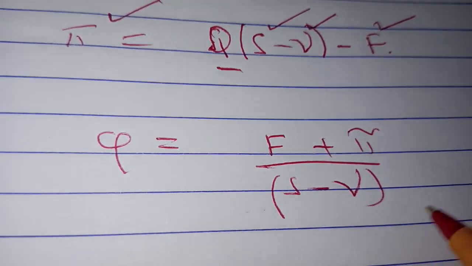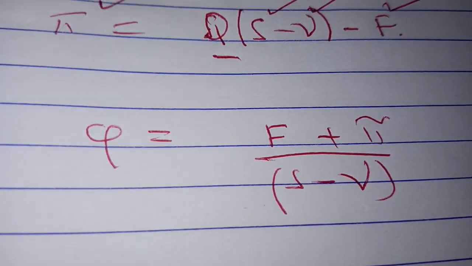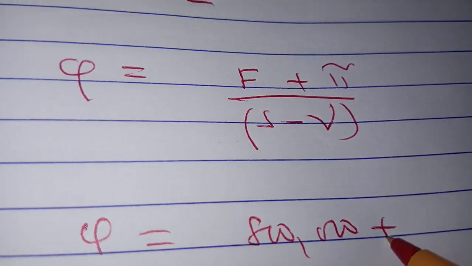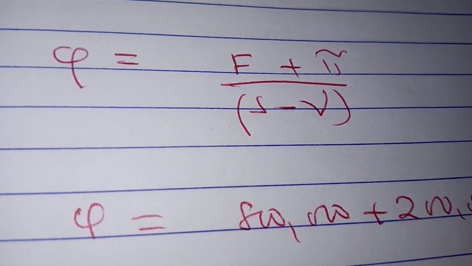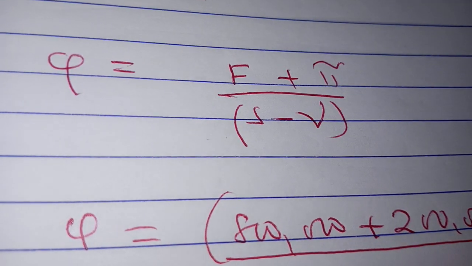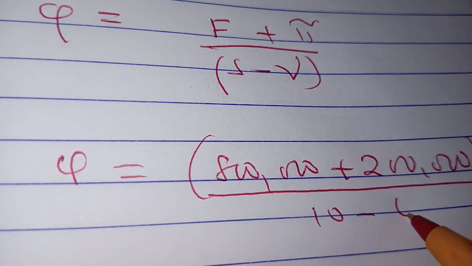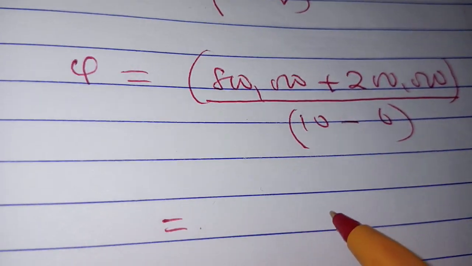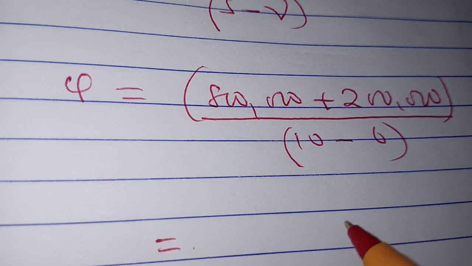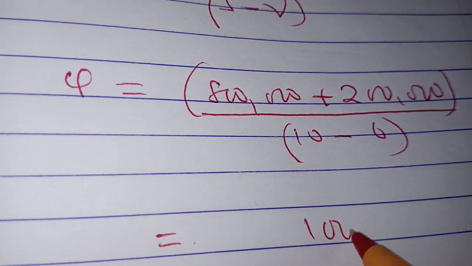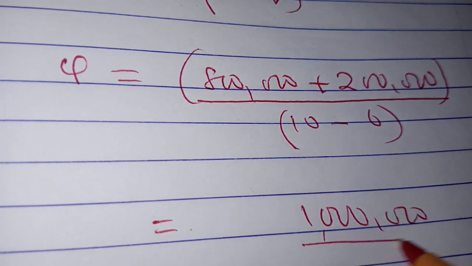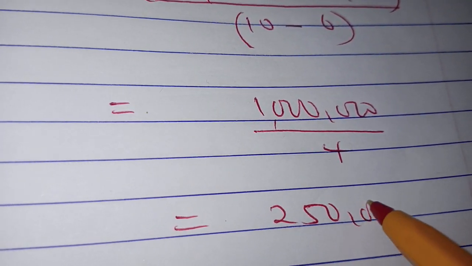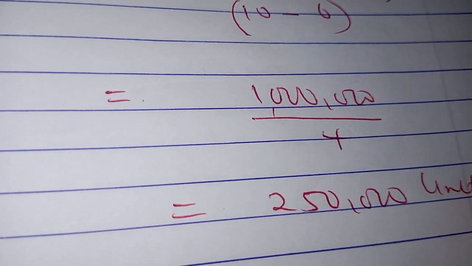From our past study on algebra, we shall get our quantity to be the 800,000, you add the profit required, that's 200,000, then you divide by S minus V, which is 10 minus 6, and that's 4. So we shall get our quantity to be sold to make the 200,000 profit to be 1 million, we divide by 4, and that gives us 250,000 units.